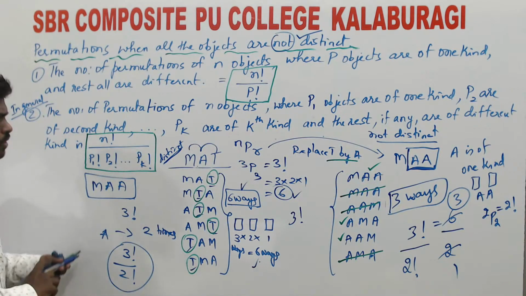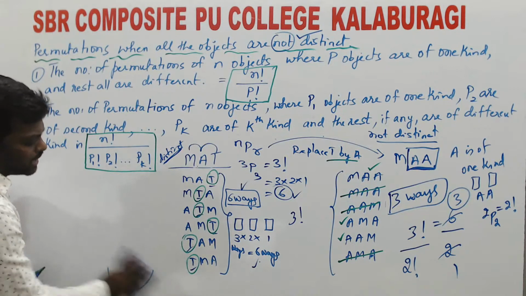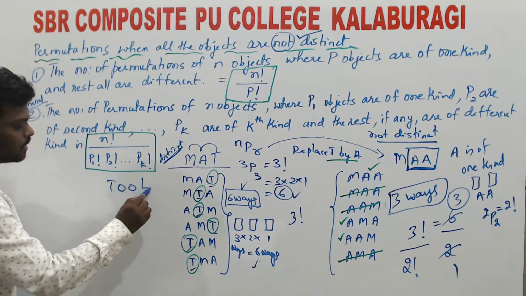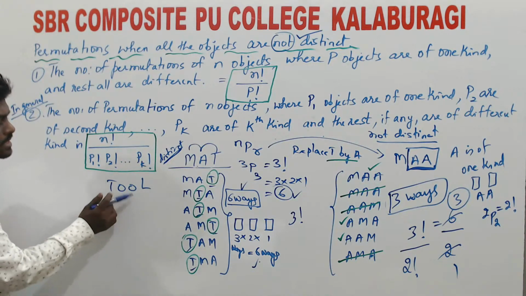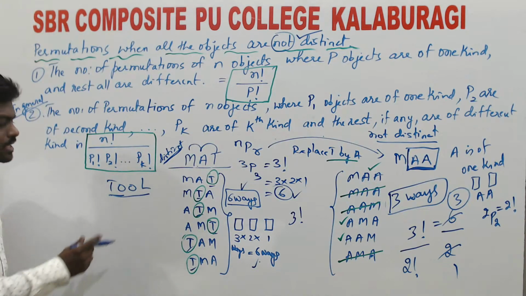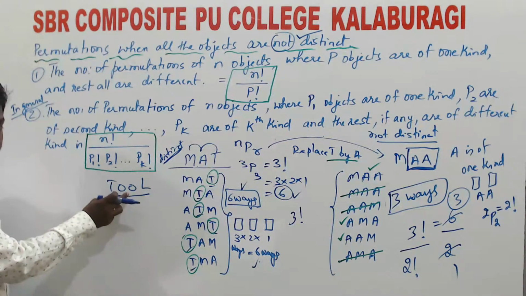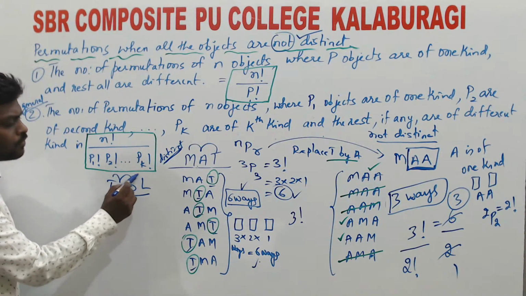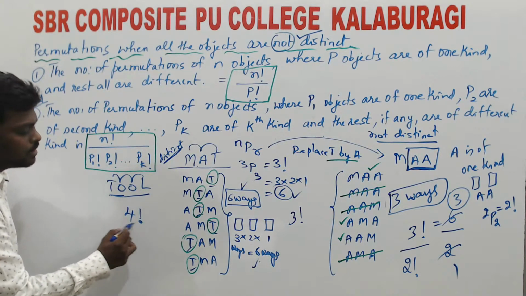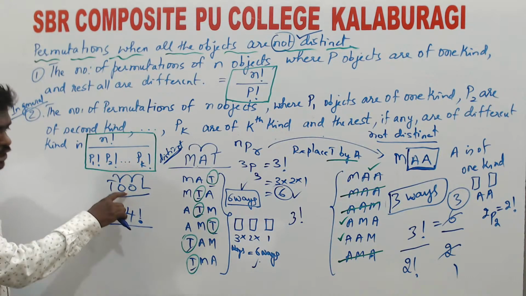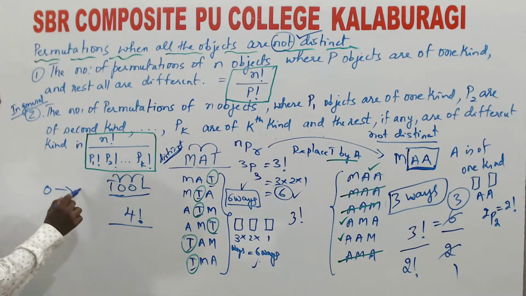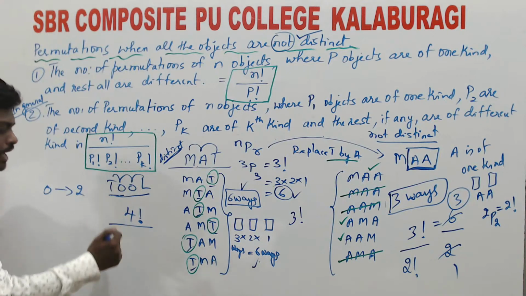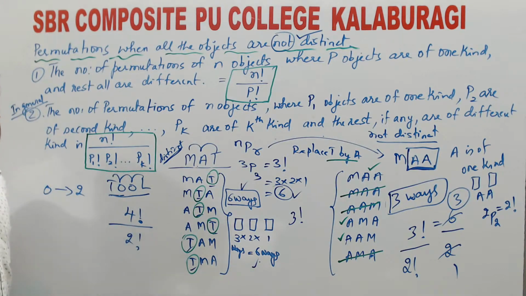Still, there are more examples. For example, if you take TOOL, how many letters are there here? There are 4 letters, and they are not distinct. So 4 factorial. But since they are not distinct, how many times is O appearing? O is appearing 2 times, so it can be arranged among itself in 2 factorial ways.